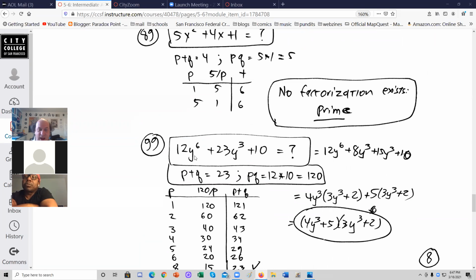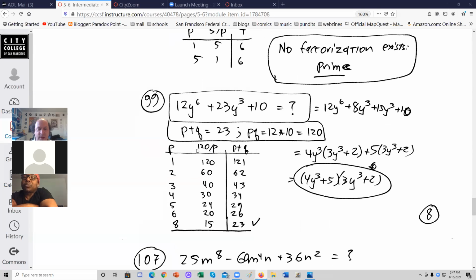All right, here we have 12y to the sixth plus 23y to the third plus 10. Now the sixth and third, that's annoying. But really, this is just the square of y cubed. So treat it like a quadratic. Okay, we need p and q's sum to be 23. The product is 12 times 10, which is 120. So whatever p is, q is 120 over p. I'm going to find how they sum to 23.